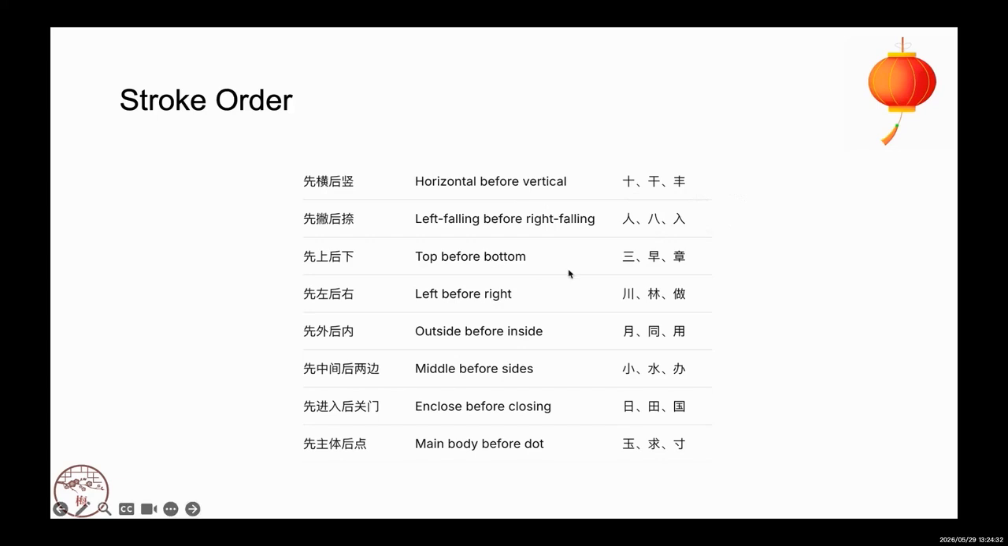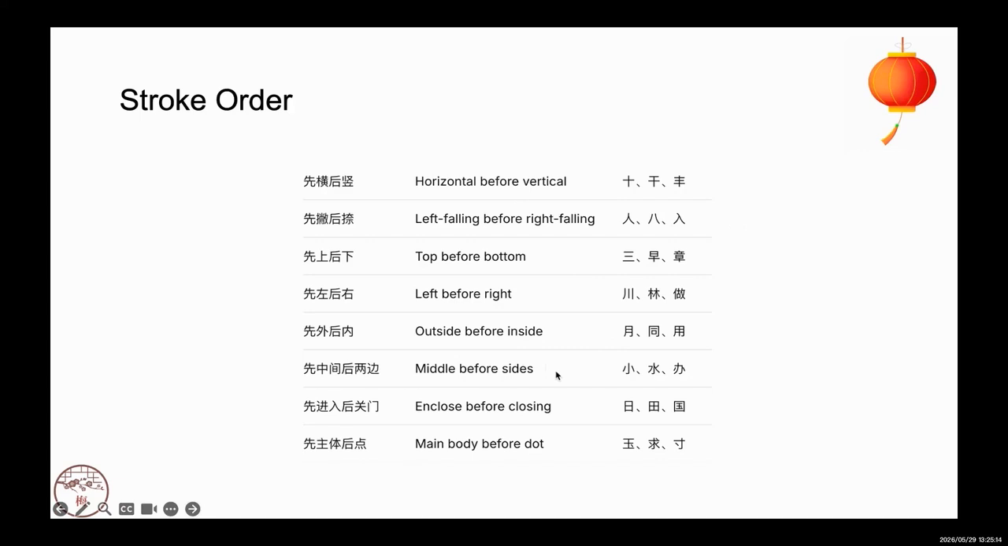The third rule is top before bottom. So we start from the top, then we go through to the bottom. The fourth rule is left before right, similar to the left falling before right falling. The fifth rule is outside before inside. So if the character is like rectangular, whether it's closed or not closed, we always start from the outside. Then we write the strokes inside.